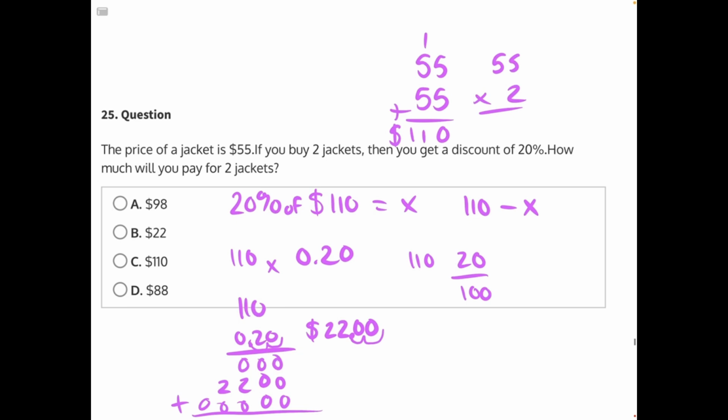If we were to do it in the fraction form, we would have 110 times 20 on top. We would get rid of 2 zeros, the 0 from 20 and the 0 from 110. So we'd have 11 times 2 on top, which would give us 22 over 1, which is the same as 22.